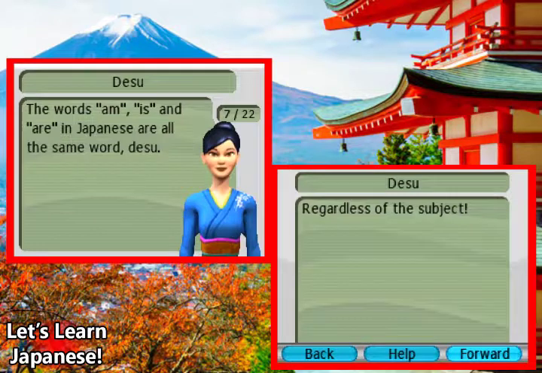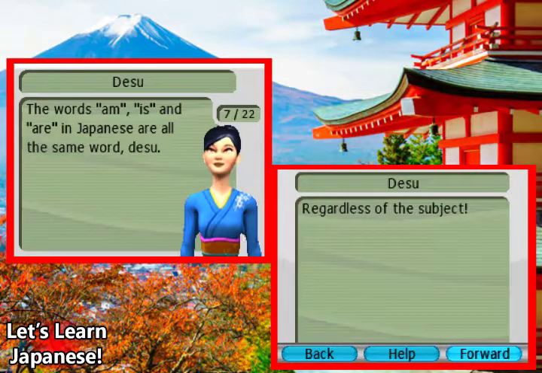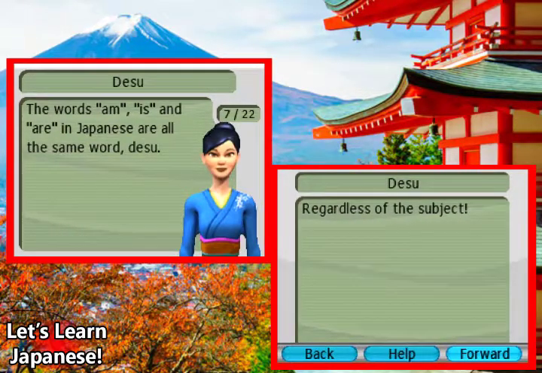The words am, is, and are, which are be verbs in English, is how we would call them. So it's the conjugation of the verb to be. I am, she is, they are. It's just a conjugation. It's all the same meaning. It's all the same verb.